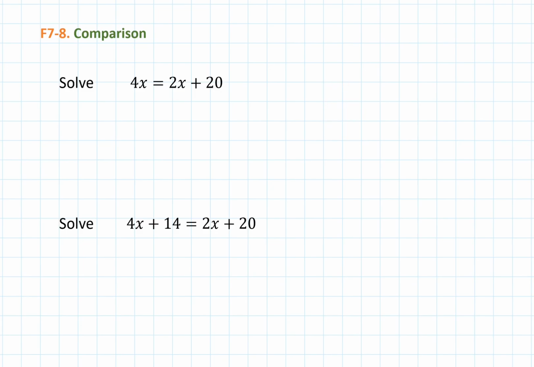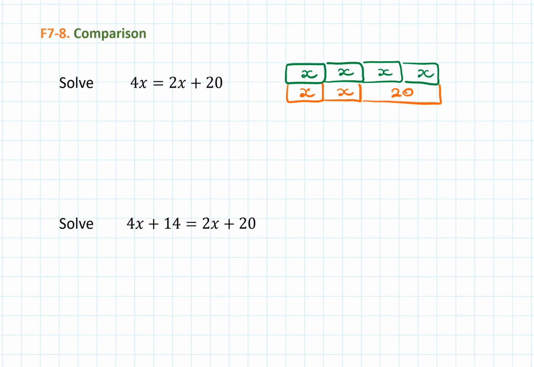The first question can be drawn on a bar model like this. We have 4x on the left-hand side, which will equal 2x plus 20 on the right-hand side. 2x plus 20. x equals x. It doesn't matter on which side it is, so we can cross it out. And what we are left with is that 2x equals 20. From here, we can find the value of x. Because 2x going to 20, that means 1x has to be 10. Now we move on to the second example.